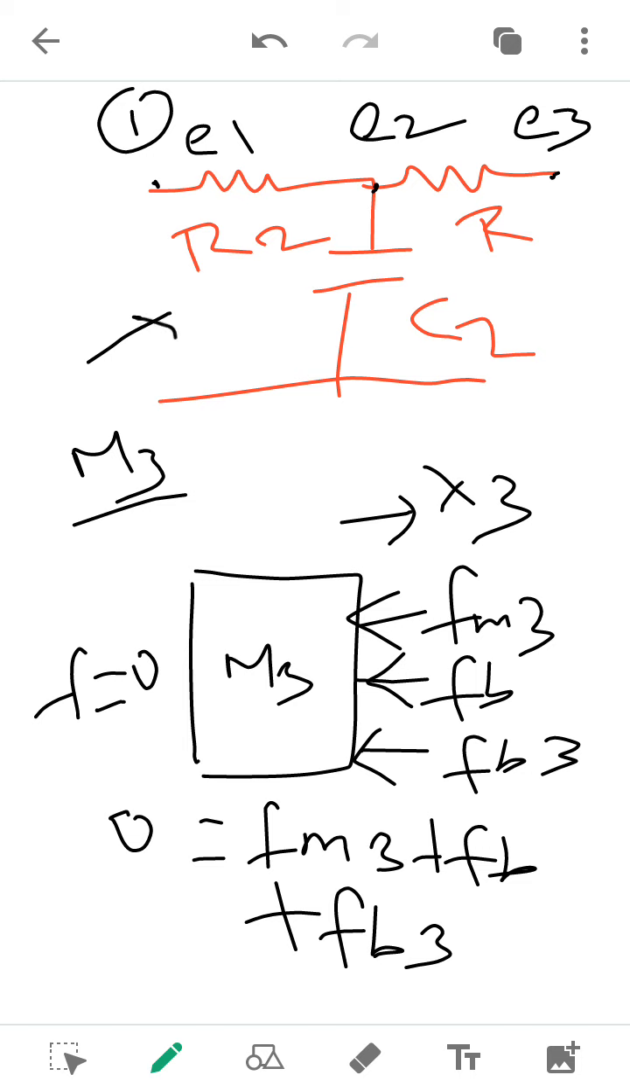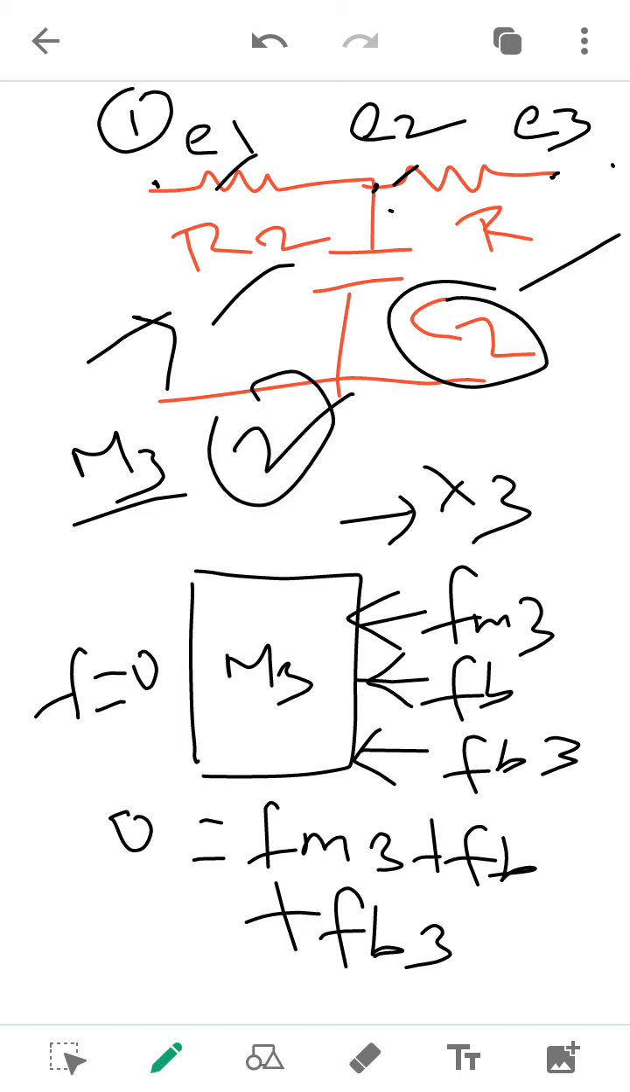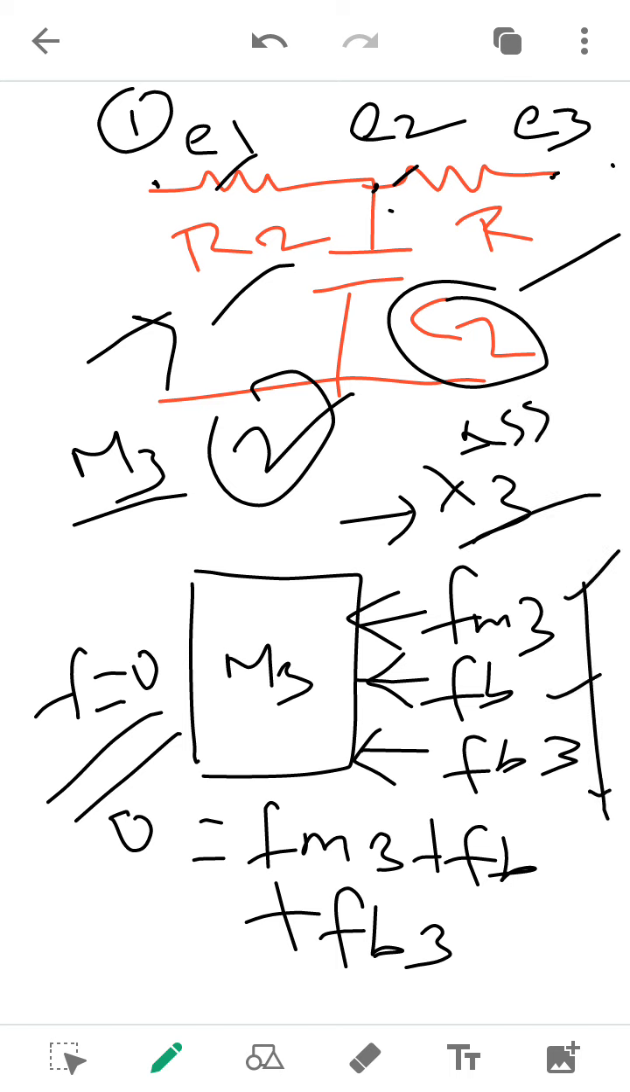and drawing the circuit, we are having its own C2 element, and R2 is common between the first node and the second node, and R is common between the second node and the third node. So this finishes off the node number 2 circuit. Proceeding with the last mass element, again the applied force is equal to 0. The assumed displacement is x3. The opposing force elements are Fm3, Fb, Fb3. B is again common between 3 and 2. B3 is common between 3 and 1.